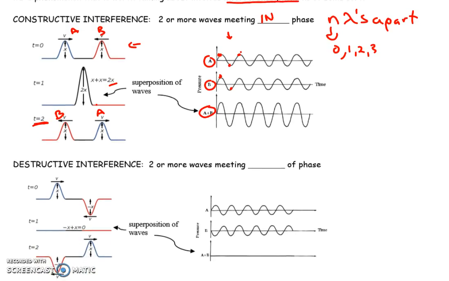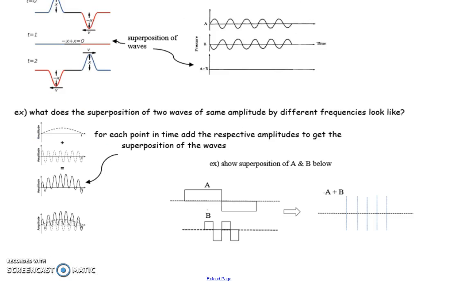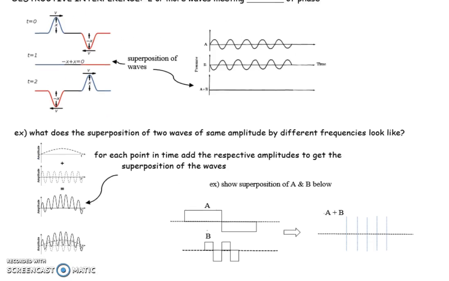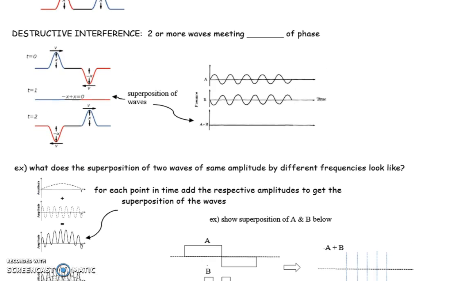Okay, destructive interference is essentially the opposite. Okay, it's when two or more waves meet that are completely out of phase. So going back to our diagram, we have wave A, we have wave B. They are headed towards each other. One is a crest, one is a trough. In other words, they're out of phase. And when they meet right here, there's no wave anymore. They completely cancel out because they had the same amplitudes. If this was a positive 3, this is a negative 3.